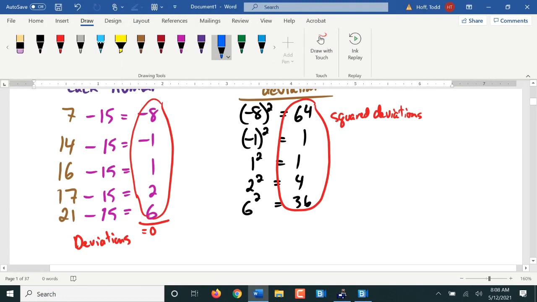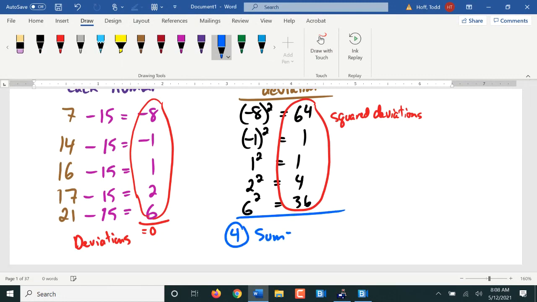Now, step 4. Find the sum. Add those up, in other words. It adds up to 106. That number is referred to as the sum of the squared deviations.